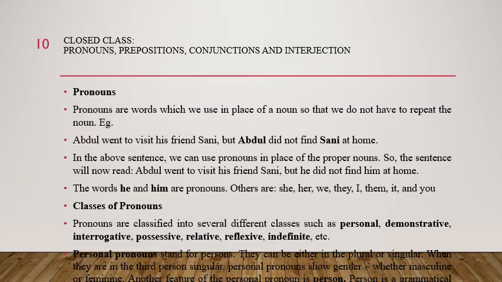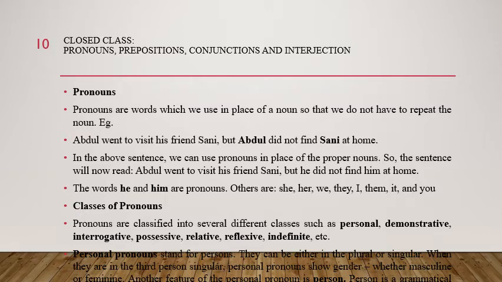So in order to rectify it to sound better, we can replace the noun Abdul that we repeated in the previous sentence with a pronoun, so that the sentence will read, "Abdul went to visit his friend Sani, but he did not find him at home." Here, the words "he" and "him" are pronouns. Others are he, she, her, we, they, I, them, it, and you.